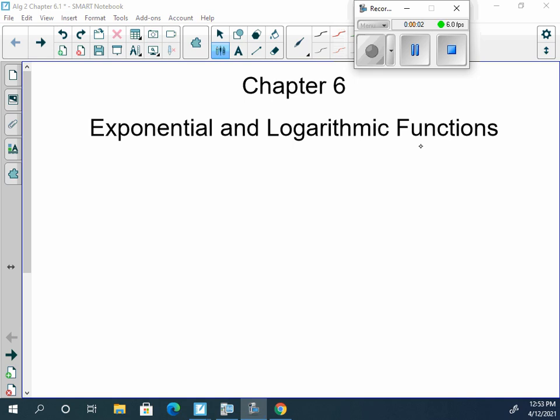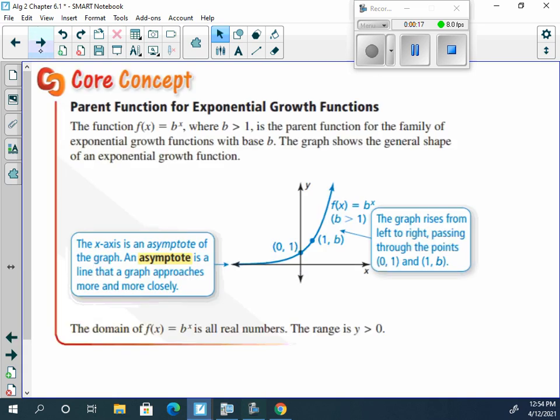What we're starting today is chapter 6, exponential and logarithmic functions. What we're looking at first is exponential growth and exponential decay functions. Now, an exponential growth and exponential decay function are almost the same exact function.